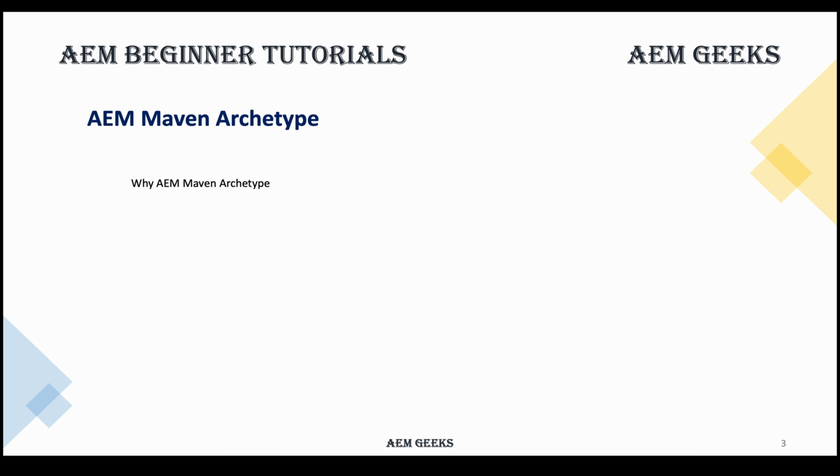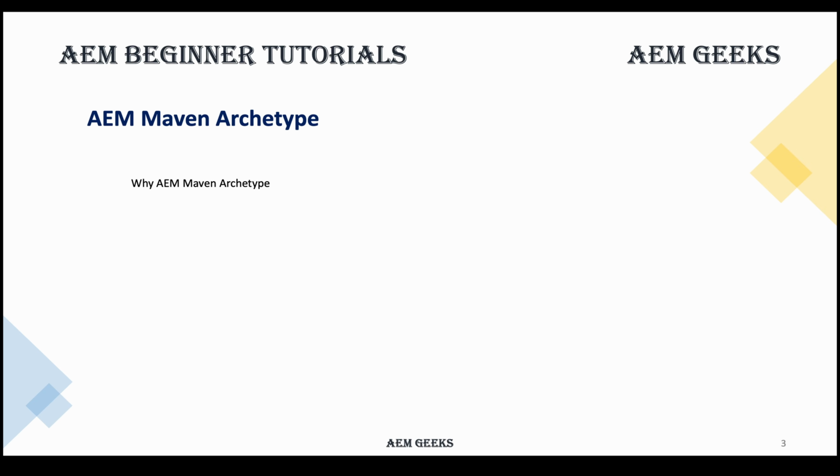Let's say you can create a project on your own manually, but you have to maintain a lot of stuff together and it will take a lot of effort, and that is just to set up a project. So instead of doing it manually, Adobe provides a Maven archetype. You can understand that as a template where you can create an AEM project just by running some Maven commands. This AEM Maven archetype is maintained by Adobe and they keep updating it from time to time as and when new features are added in AEM projects.